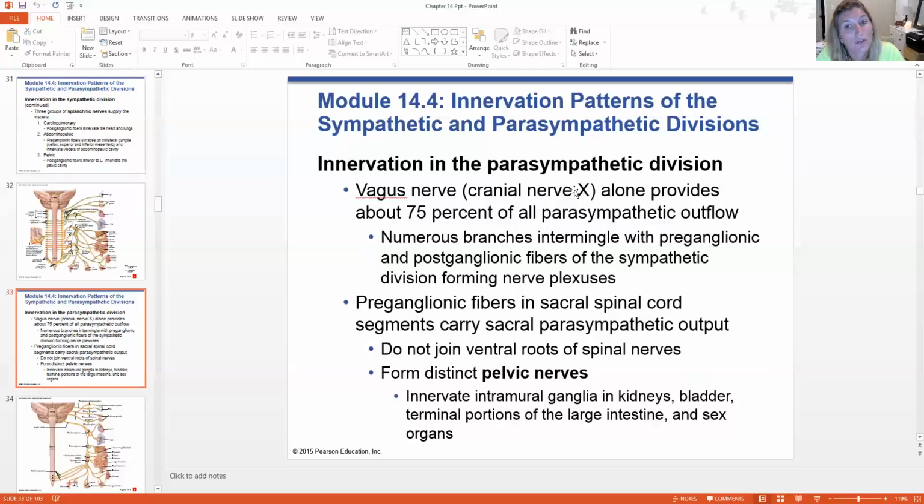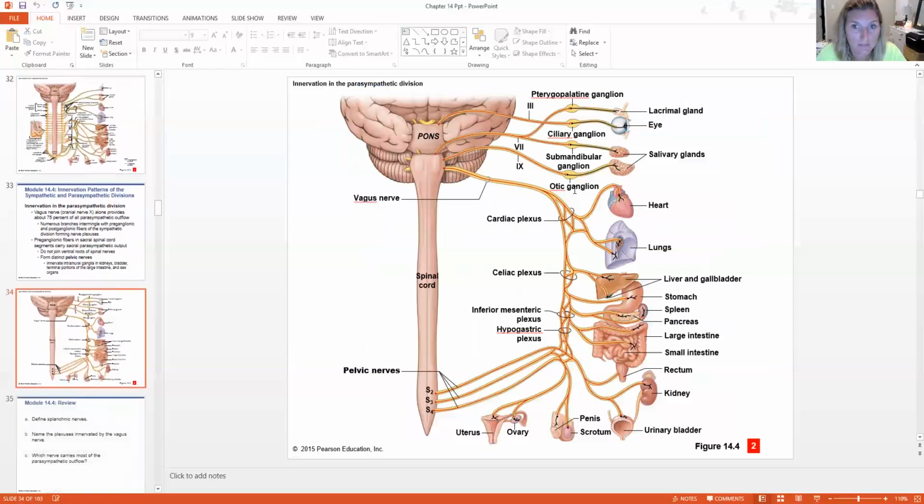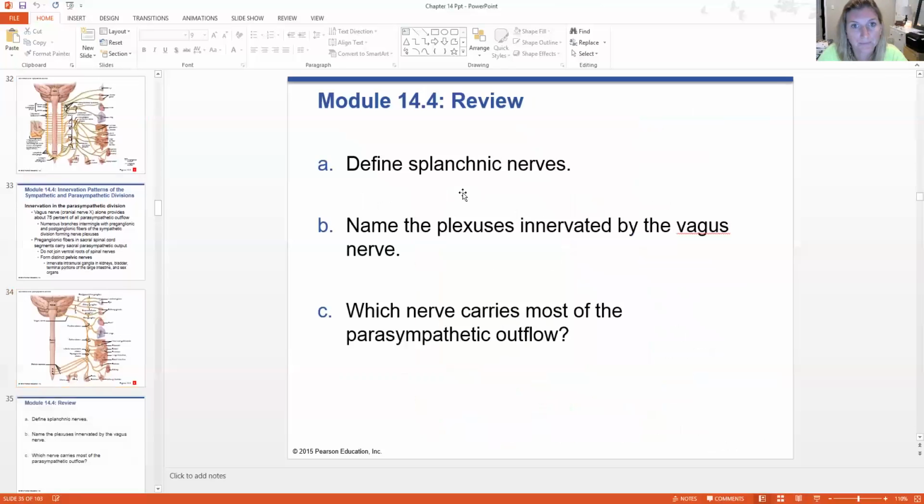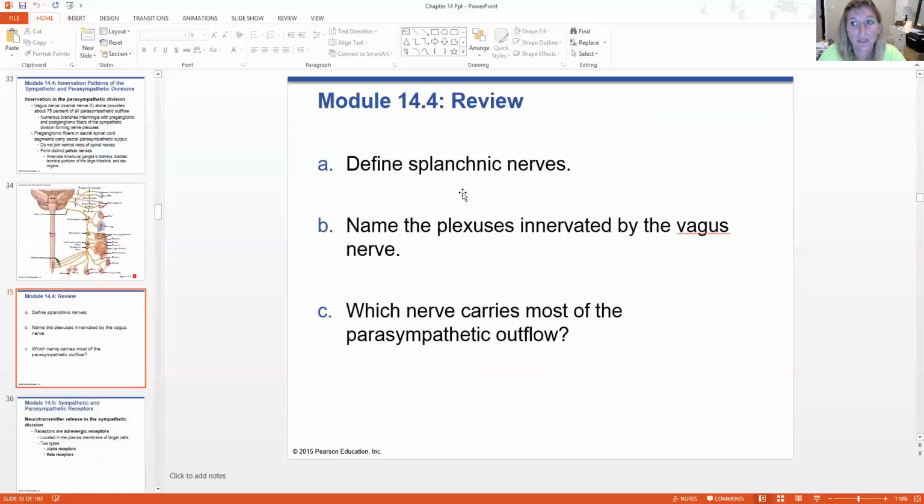So they don't join the ventral roots of the spinal nerves, they form the pelvic nerves. The pelvic nerves innervate the intramural ganglia within the kidneys, the bladder, the terminal portions of the intestine, and the sex organs. There you see the pelvic nerves coming off the sacral spinal nerves, and then of course we have our cranial nerves 3, 7, 9, and 10. You can pause the video here, go back and answer these 3 questions.